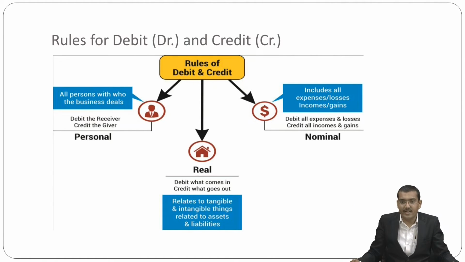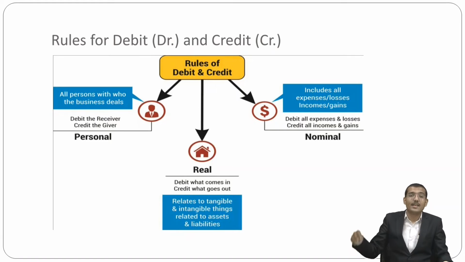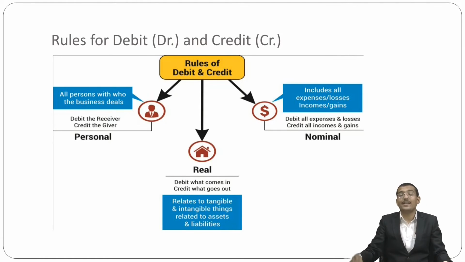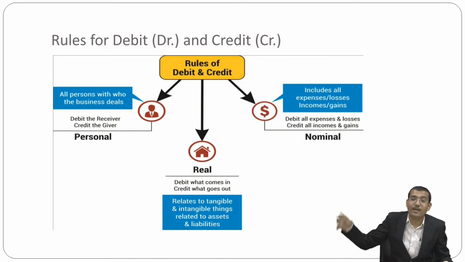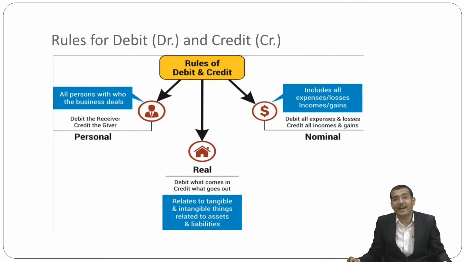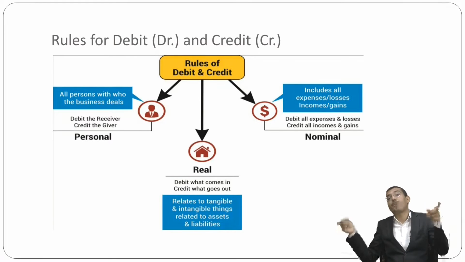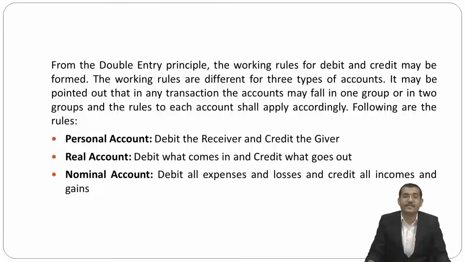Are you clear with it? Yes or no? Again, I am discussing it in a lucid manner, kindly repeat it with me. What are the personal account rules, my dear friends? Debit the receiver, credit the giver. Then in real account, debit what comes in, credit what goes out. In nominal, my dear friends, debit all expenses and losses and credit all income and gains.